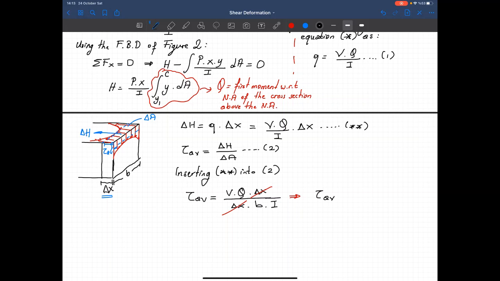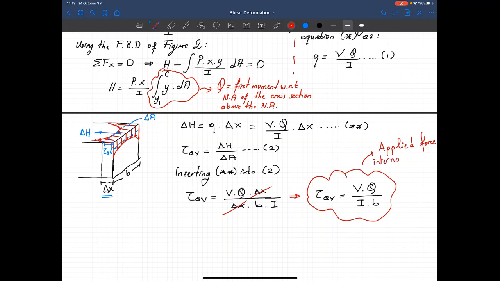The average shear stress, of course, we are not looking at the variation. The average shear stress is equal to shear force multiplied by the first moment divided by the moment of inertia multiplied by the width of the section. And this is the applied force internal stress relationship. Okay, so we found the force and stress relationship.